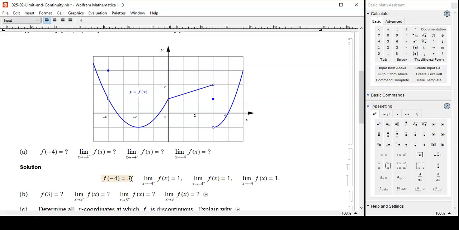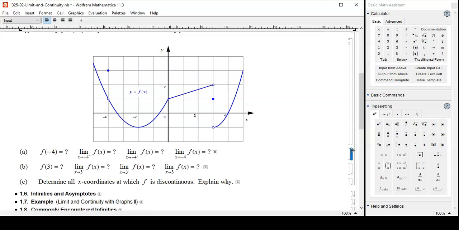Therefore, this function is not continuous. It's discontinuous at x equal to -4. Can I make it a continuous function? Yes, I can. By moving this point down here and filling it up. In that case, this becomes 1 as well. So all the same, so we have continuity. Now let's go to the next problem.